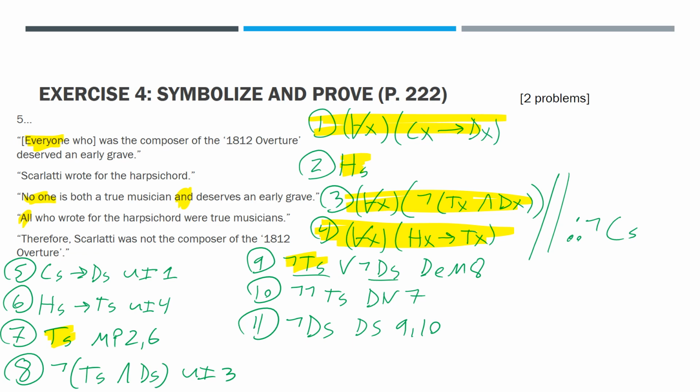11, not DS, disjunctive syllogism 9, 10. And now notice we have this not DS that appears as the consequent, the contradictory of it. And so because the consequent is necessary for the antecedent, we can deny that antecedent. So for 12, therefore it follows not CS by modus tollens with lines 5 and 11.